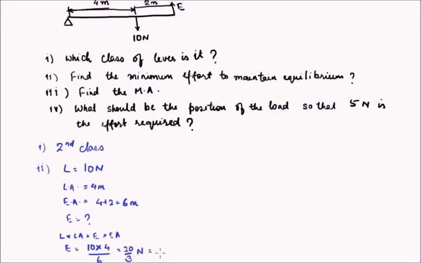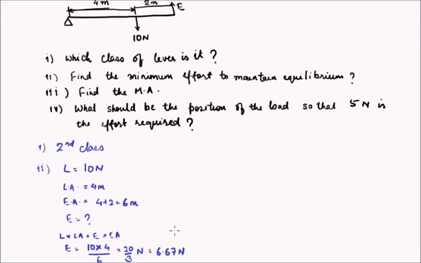And if we simplify it further, it will be 6.67 Newton. So the minimum effort required to maintain equilibrium is 6.67 Newton. What we see is that the load was 10 Newton, but only 6.67 Newton is required to balance it out, which means that this is an example of force multiplier, or the effort is multiplied, effort multiplier.